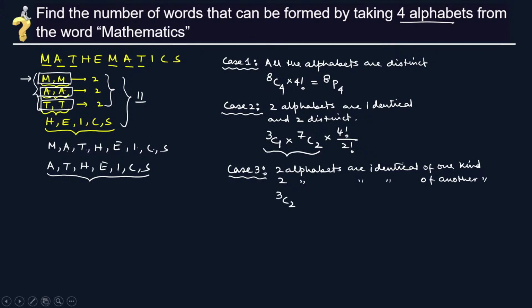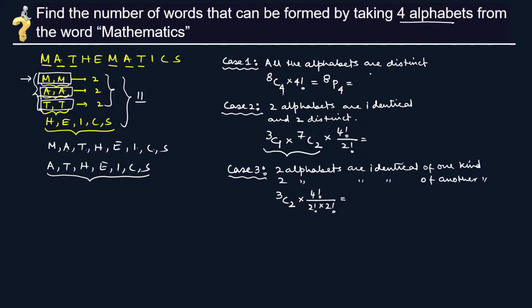Now the moment you get these two pairs, you are having four alphabets in your hand. Now these four alphabets can arrange among themselves in factorial 4 divided by, two alphabets are identical of one kind, so it is divided by factorial 2, and two other alphabets are identical of another kind, so it has to be divided by factorial 2. That's it. Therefore, the total number of words so formed will be this one plus this one plus this one. Is it clear or not?